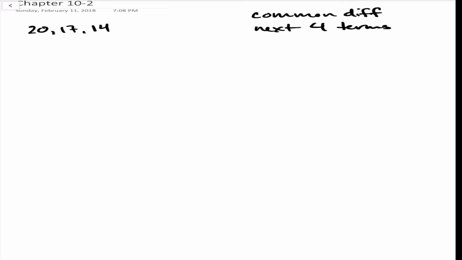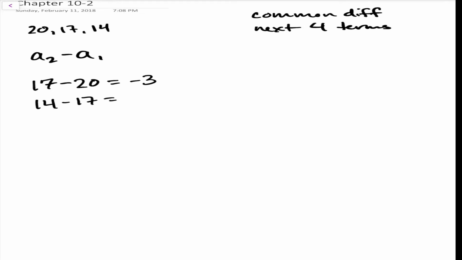So to find the common difference, if you recall from the previous section, you want to subtract your previous term from your following term. So in other words, my first following term is 17 minus the previous, which is 20, and that will give me a negative 3. And then the same thing for the difference between 17 and 14. I would do 14 minus 17, and that gives me the same difference. So I have found my common difference to equal negative 3.